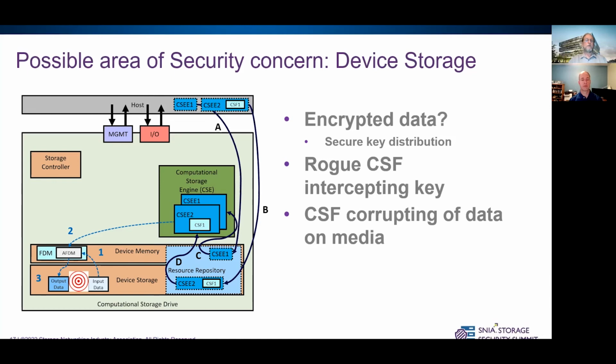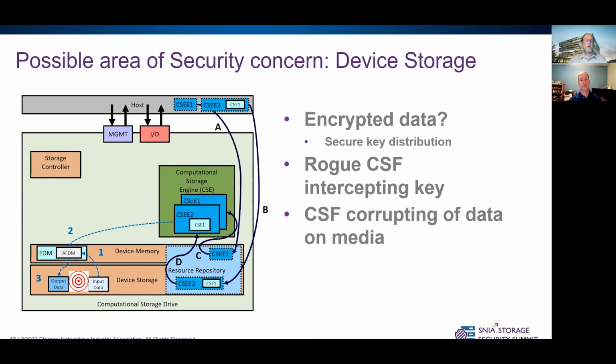One of the paths that this particular diagram doesn't show is that the architecture would allow a CSF to directly operate on data that is stored on device storage and to store the data back onto the device storage. While that is not our expected use case, that is a potential within the overall architecture.